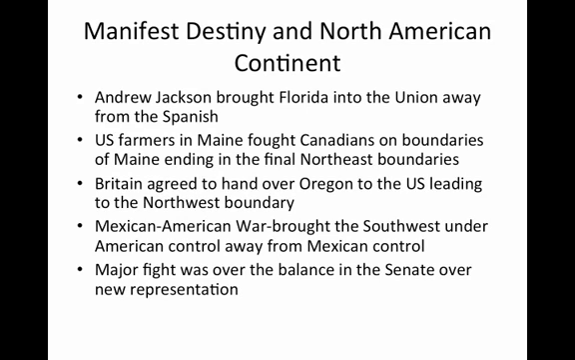So, the Americans attempted to get this during the Mexican-American War, which would eventually bring the Southwest under American control, away from Mexican control. The major fight during all of these issues was over the balance in the Senate over new representation. The Senate becomes extremely important. Whoever controls the Senate would either be able to place limits on or destroy slavery, or on the other hand, allow for slavery to grow or at least be protected.